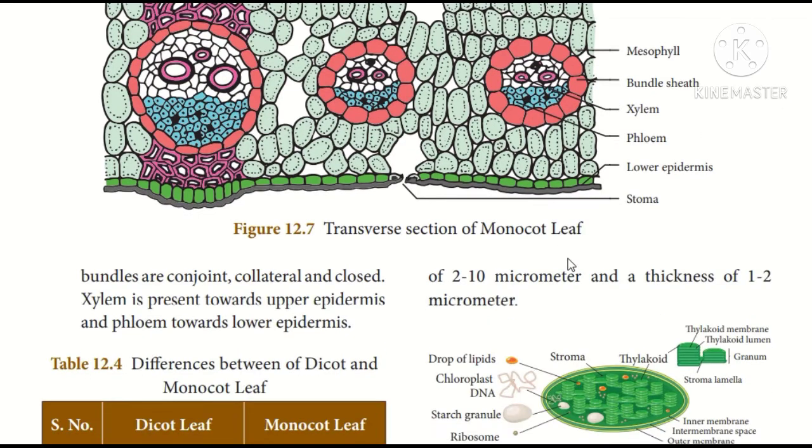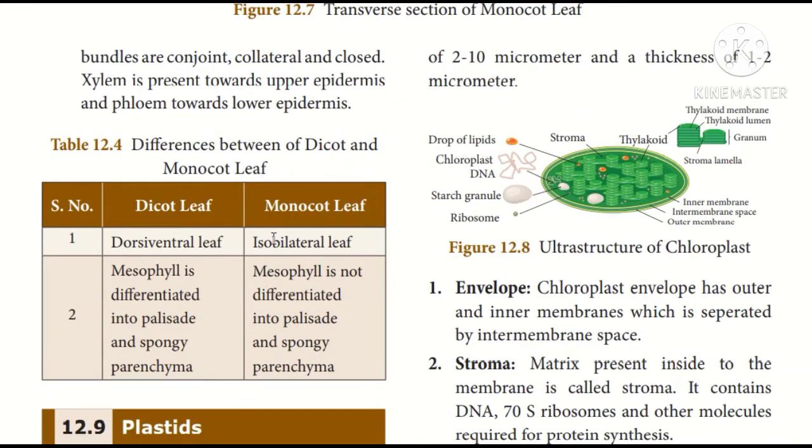And on the next page you can see the difference between the dicot leaf and the monocot leaf is given. This can be asked as a short answer. So the dicot leaf is the dorsiventral leaf. And what is the dorsiventral leaf? It is a leaf where there is a differentiation of the dorsal side and the ventral side, that is, palisade parenchyma and spongy parenchyma. Palisade parenchyma lies below the upper epidermis, and spongy parenchyma lies above the lower epidermis.